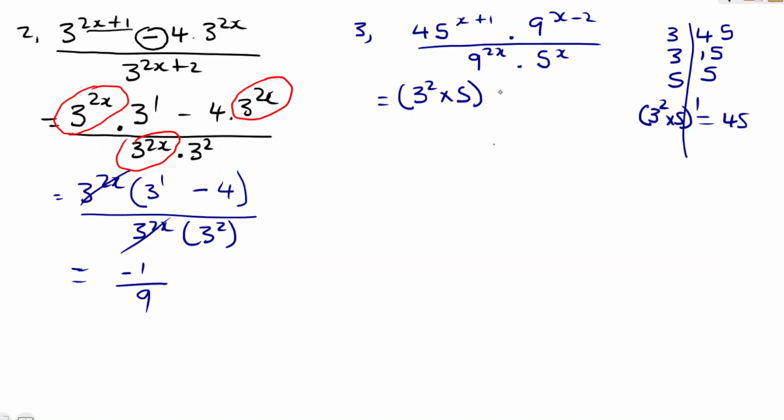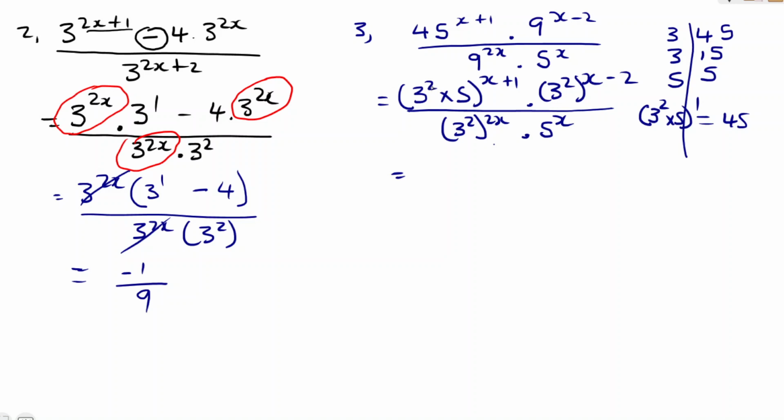That is also 45. Remember, outside we have that exponent, which is x plus 1. Multiply by 9. You know 9 is just 3 to the power of 2. Then outside I have that exponent, which is x minus 2. Then on my denominator, I have also a 9 again. So it's 3 to the power of 2. Outside I have the exponent 2x. Multiply this 5x. Now you can just leave it as 5x.